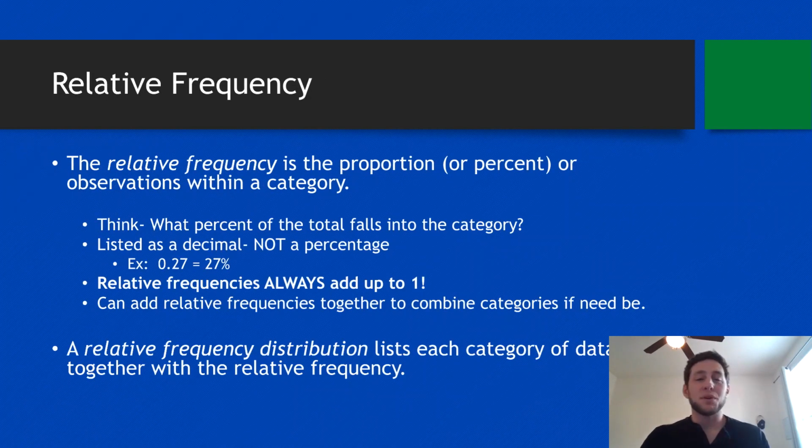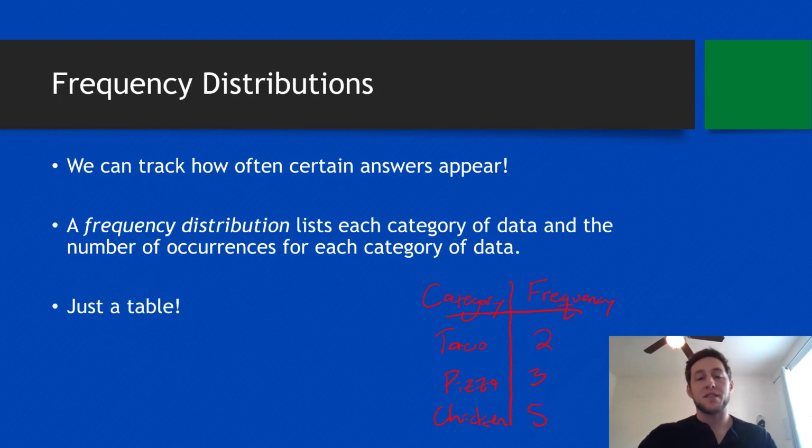Now something might be more useful than, say, just a regular frequency table. For instance, notice in this table right here that I didn't really give you percentages. You do have that chicken had the most people vote for it, but by how much? Well, let's think about how we could maybe do something like that.